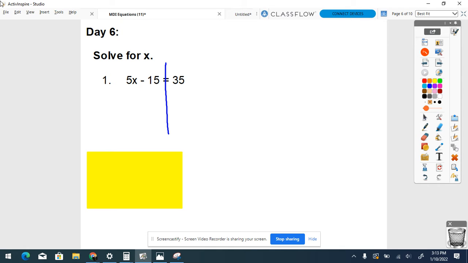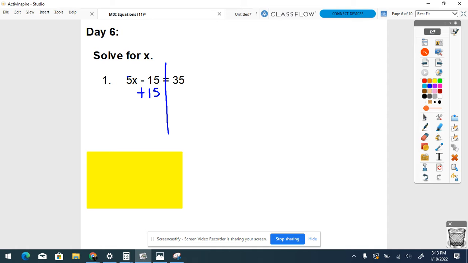If I cover up that 5x, you'll notice I'm left with negative 15. That is what I want to get rid of first. I want to leave the 5x alone and get rid of the minus 15 first. Then if you remember, we talked about doing the inverse. So the inverse of subtracting 15 is adding 15. To get rid of the 15, I need to add it to this side.